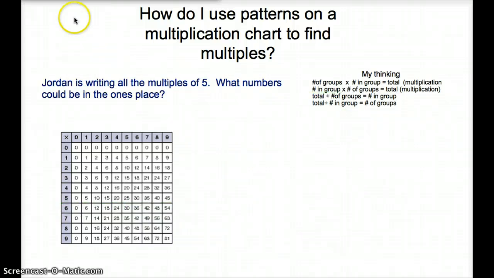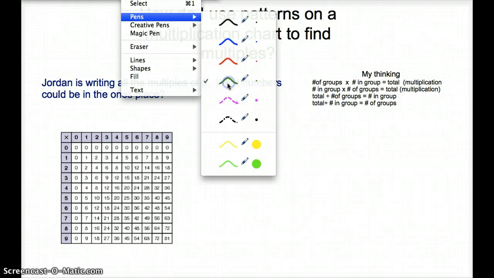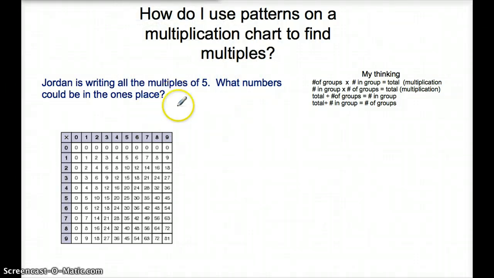Okay, I'm back to our learning goal. It's how do I use patterns on a multiplication chart to find multiples? And we have a new problem that we're going to solve. Jordan is writing all the multiples of 5. What numbers could be in the ones place?